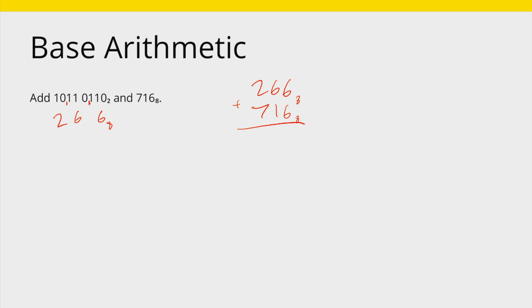So 6 plus 6 is 12. I need to carry over 1, and I have 4 left. It's 8, so I carry over 1. 7, 9, 10. So I carry over 1, and I have 2 left. So there we go.